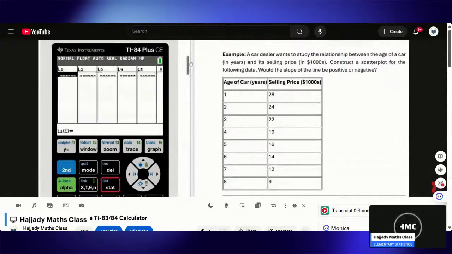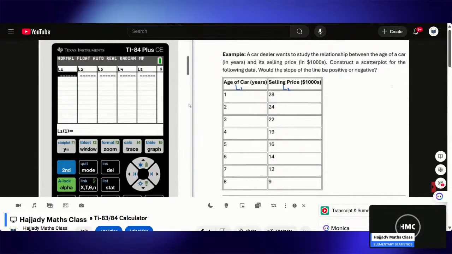Edit. Now we have two data sets, the age of cars and the selling price. You can make the age to be L1 and the selling price to be L2. It doesn't matter which one is L1 or which one is L2. Now for the age of cars, you can plug in this information into L1.